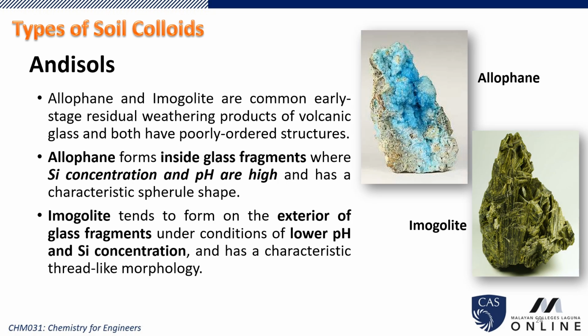Allophane and imogolite are common early-stage residual weathering products of volcanic glass and both have poorly ordered structure. Allophane forms inside glass fragments where the silicon concentration and the pH are high and has a characteristic spherule shape. Imogolite tends to form on the exterior of the glass fragments under conditions of lower pH and lower silicon concentration and has a characteristic thread-like morphology.